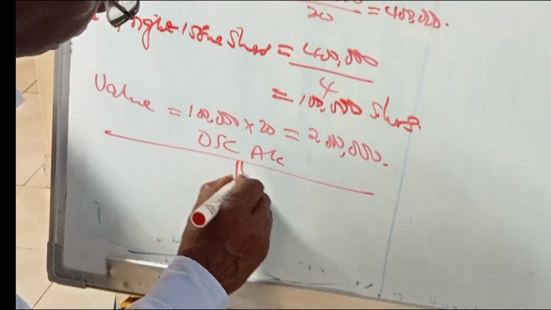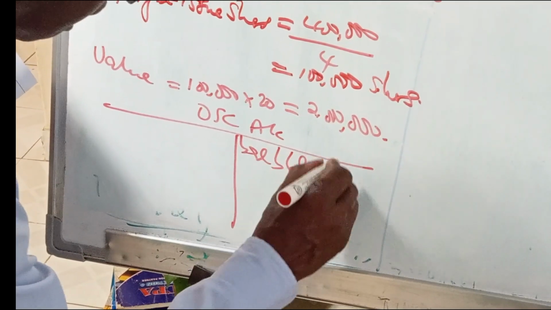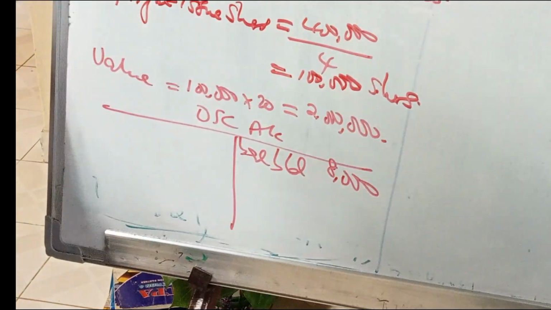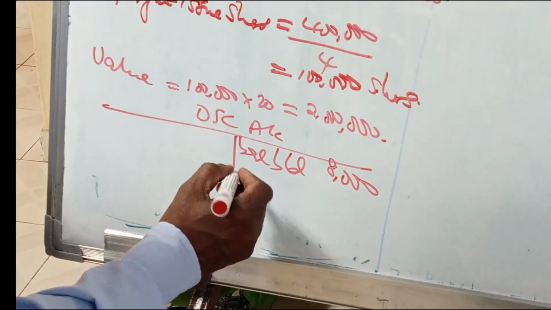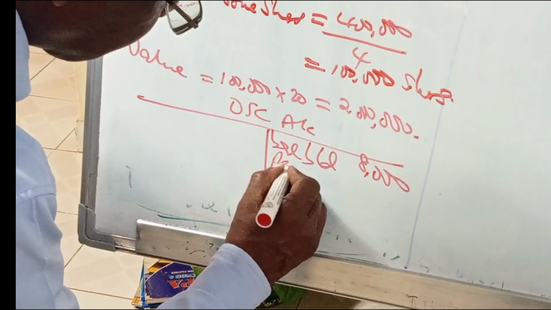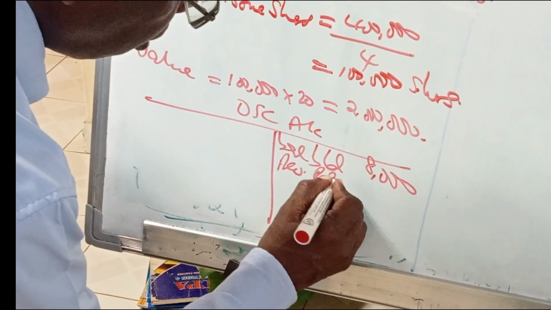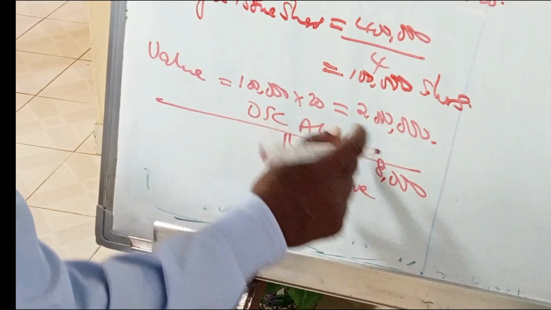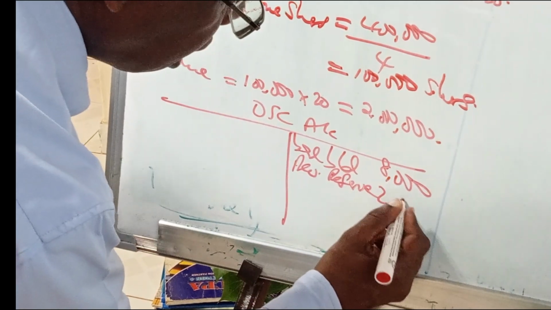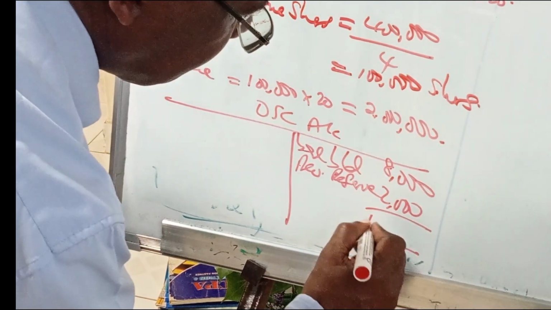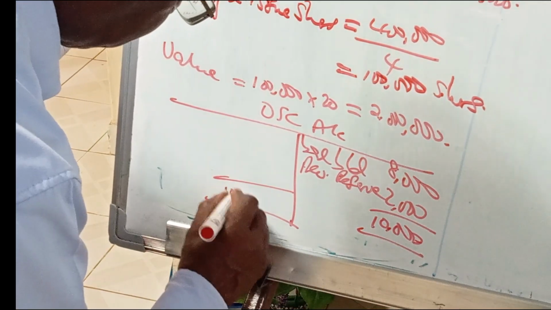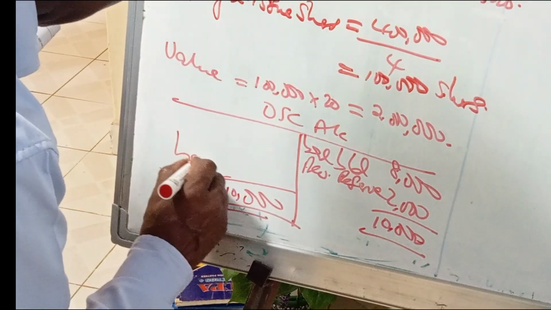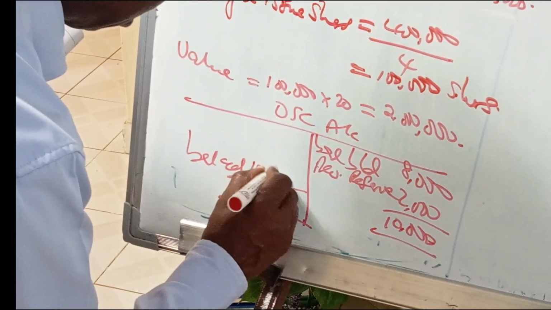Ordinary share capital account. The balance as per TB is 8,000, and therefore we are issuing through revaluation reserve. We are issuing shares worth 2 million, giving us 10 million. Balance carried down is 10 million.